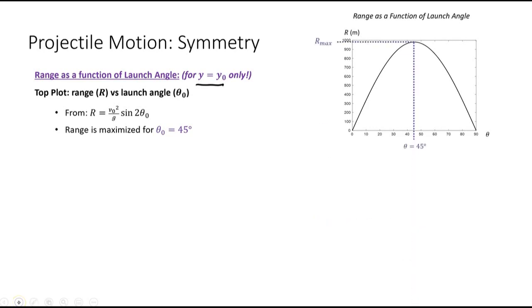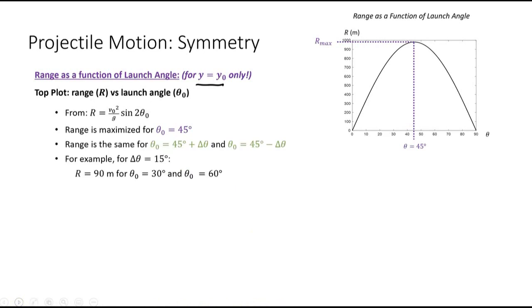So if we think about the maximum range here, if you were to draw out that maximum range and drop down a vertical line, you can see that yes, it does in fact occur when the launch angle is 45 degrees. Then we can also see that there's some nice symmetry in terms of what happens to the range when you move away from 45 degrees.